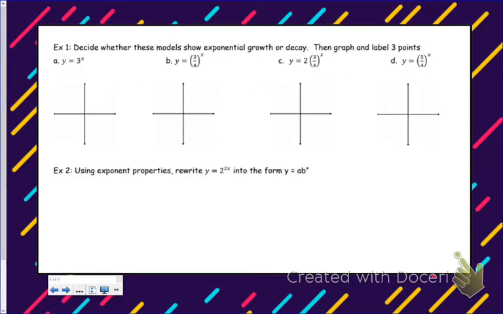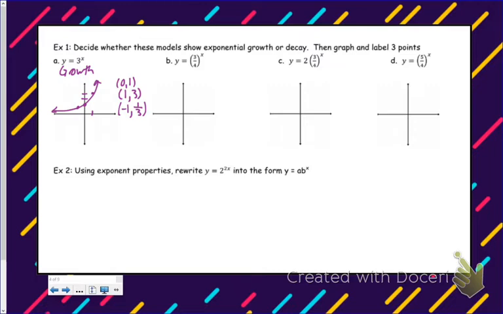All right, so we're going to look at a couple examples here. The first thing we're going to determine is whether these are showing growth or decay, and then we're going to do a graph with at least 3 points on it. So this first one is going to be growth, because the base here is greater than 1. The points this would go through: it is going to go through (0, 1), it's going to go through (1, 3), because that's my base, and it's going to go through (-1, 1/3), because that is the reciprocal. So there's my graph, and it has that horizontal asymptote at y equals 0.